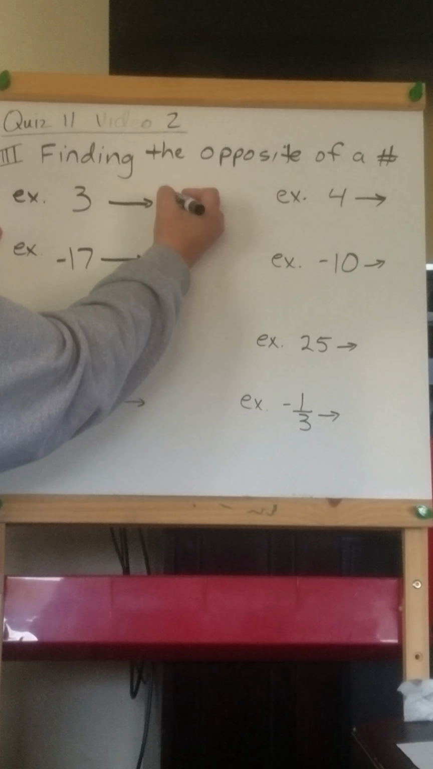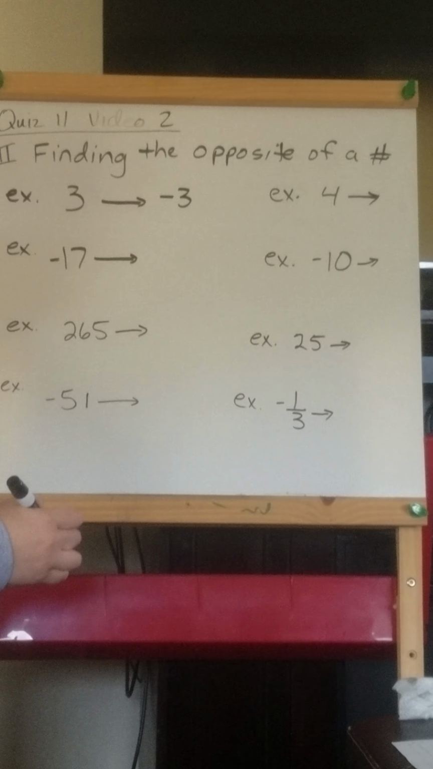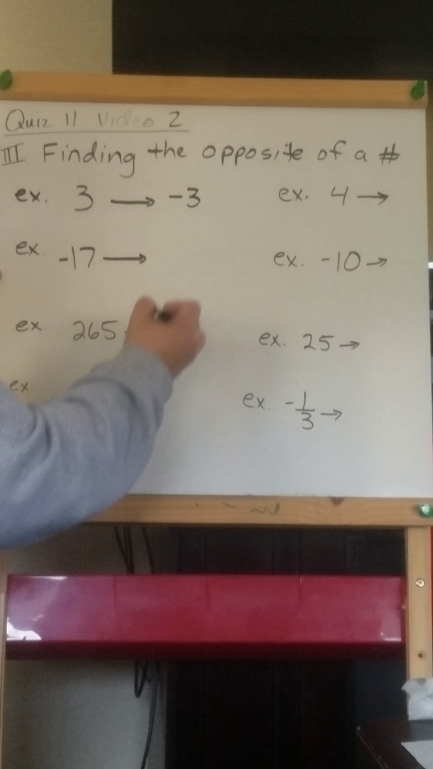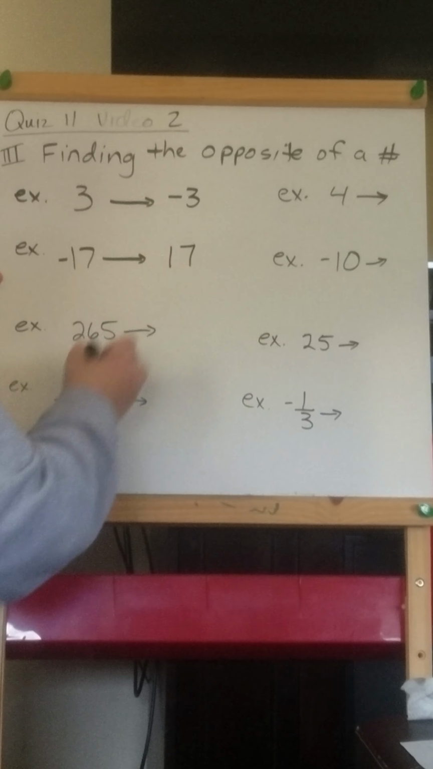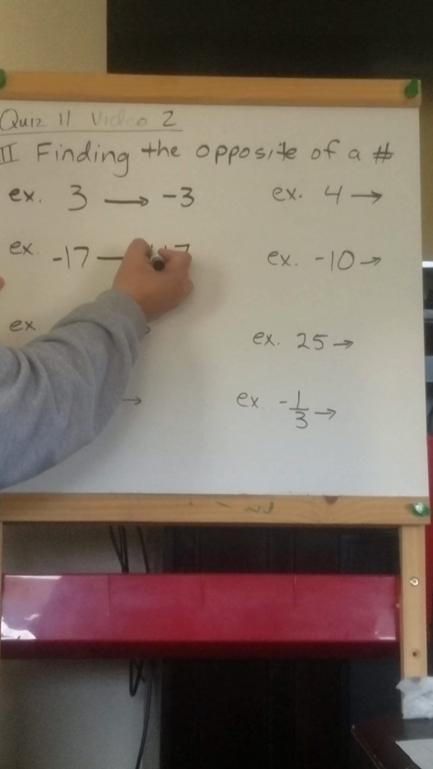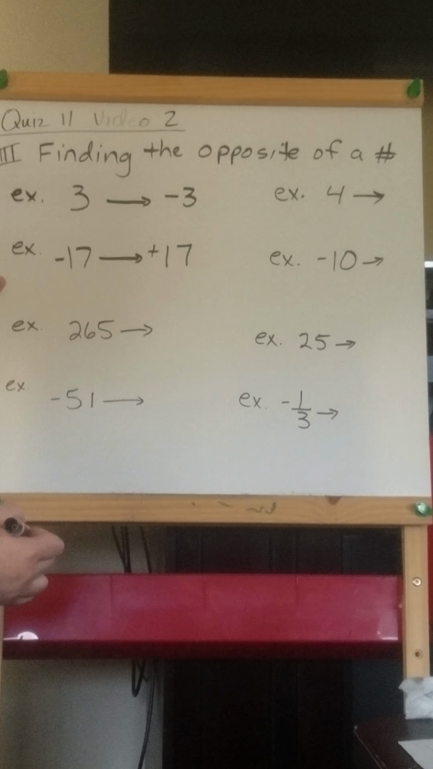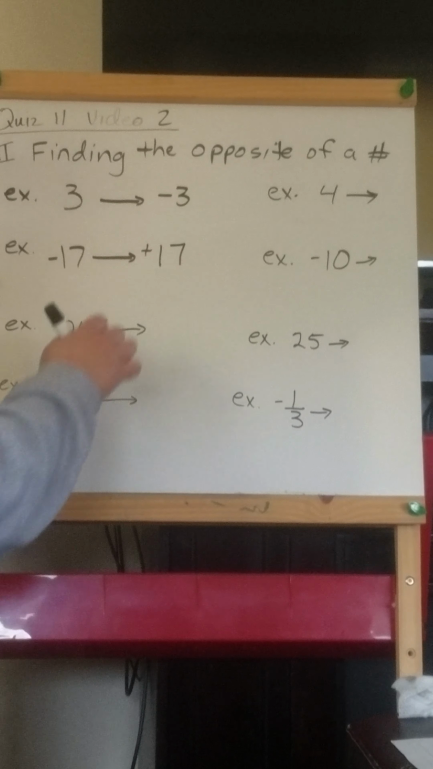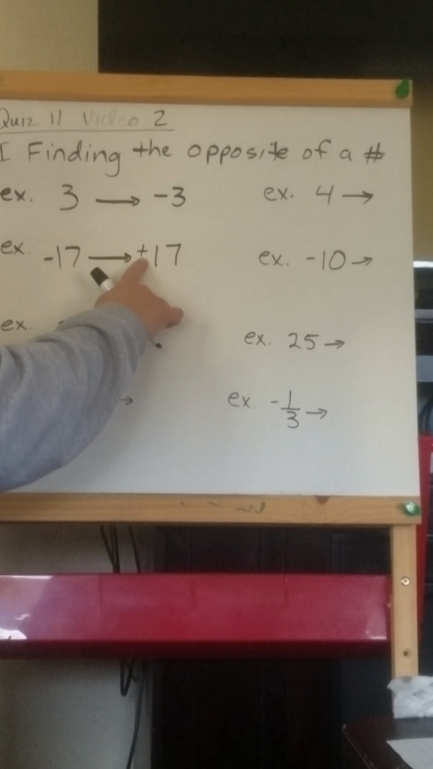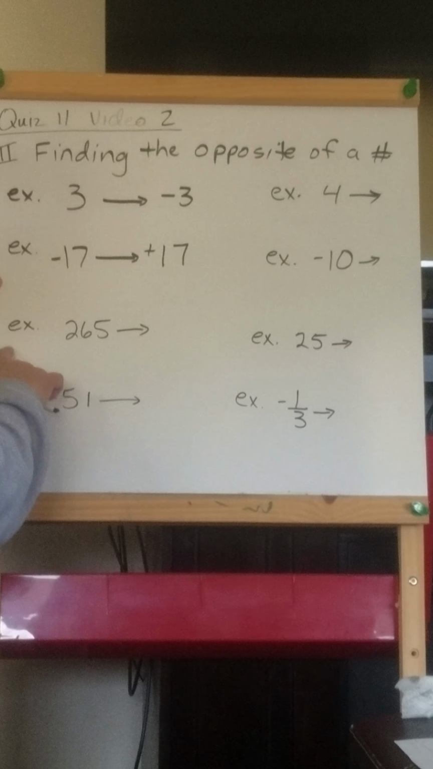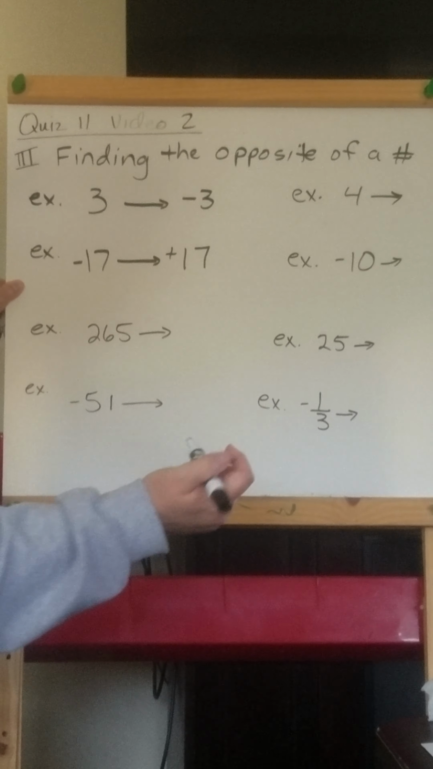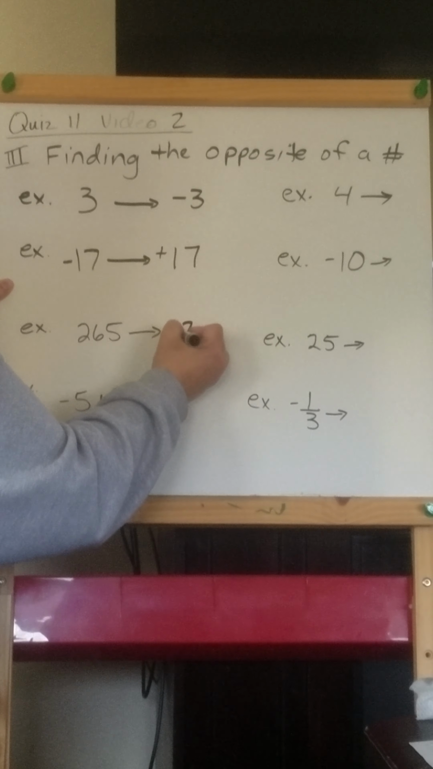The first example is find the opposite of 3. The opposite of 3? Negative 3. Find the opposite of negative 17. It's going to be positive 17. Now with a positive number, it's not important to put a plus sign, but if you do, it's not wrong, it's fine. Either way, either with nothing, where it's understood to be a positive number, or you put the plus sign. Okay, our third example is 265. What's the opposite of that? Negative 265.